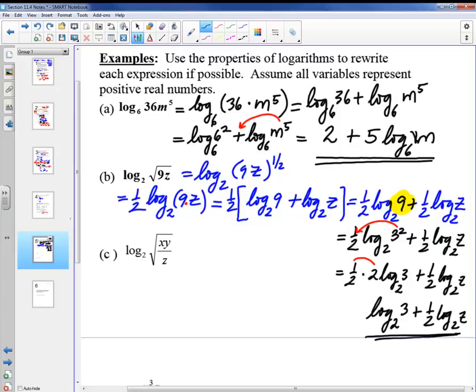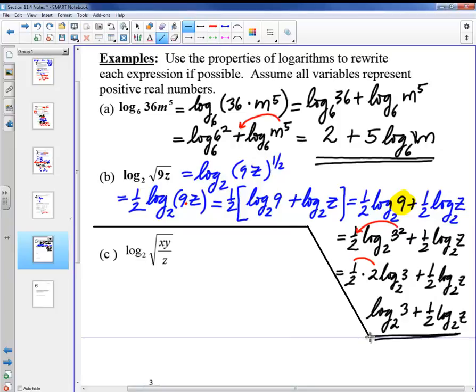Now I'm going to go ahead and draw some lines here to separate that, to work on this next example.